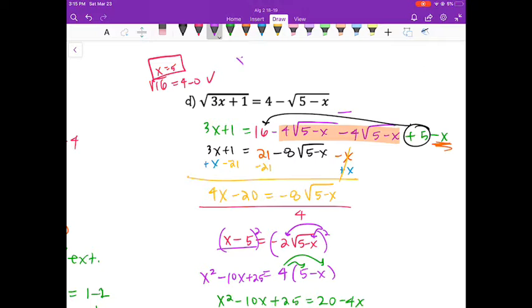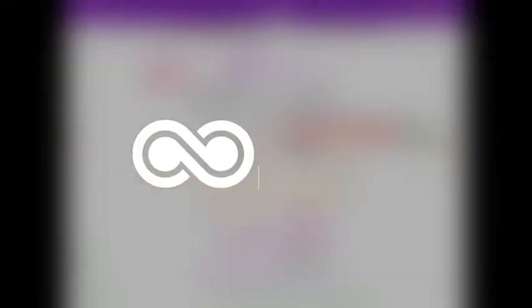And then checking x equals 1, I've got the square root of 3 times 1 is 3, plus 1 is 4. Is that equal to, well, first of all, it is equal to 2, so the right-hand side better be 2. 4 minus the square root of 4. Well, we just said the square root of 4 was 2. 4 minus 2 is 2. Oh, thank goodness, they are both real solutions. Neither are extraneous.